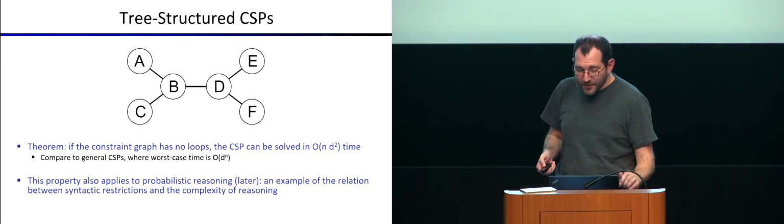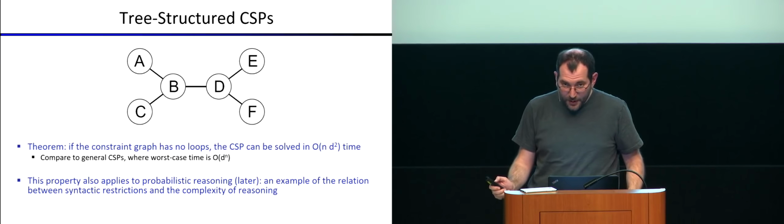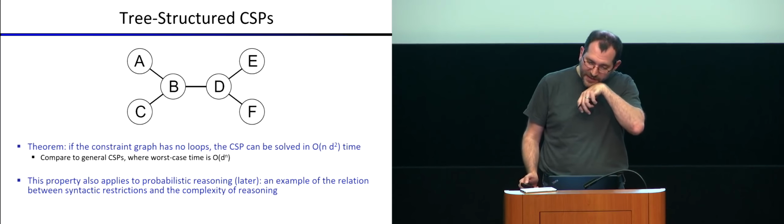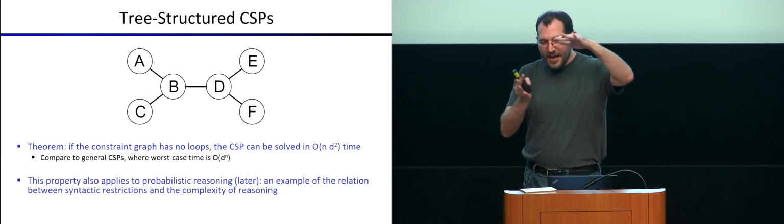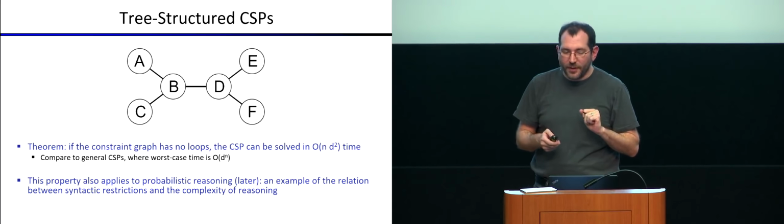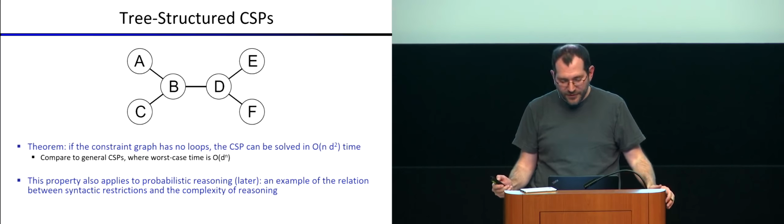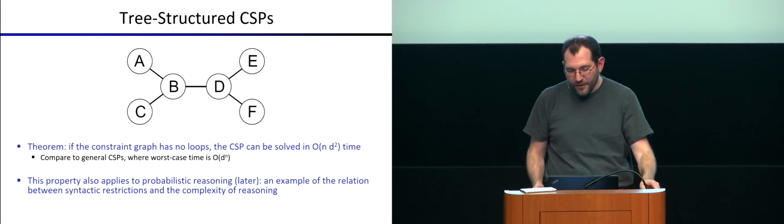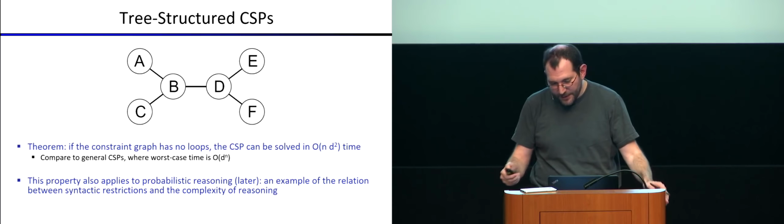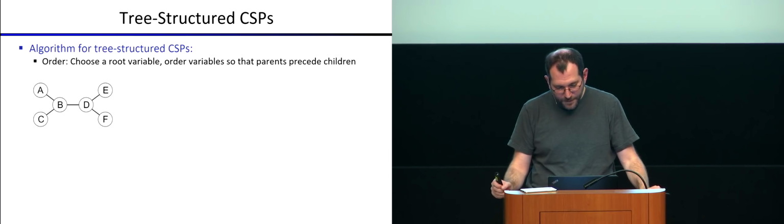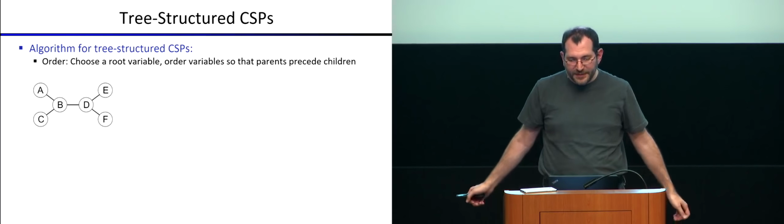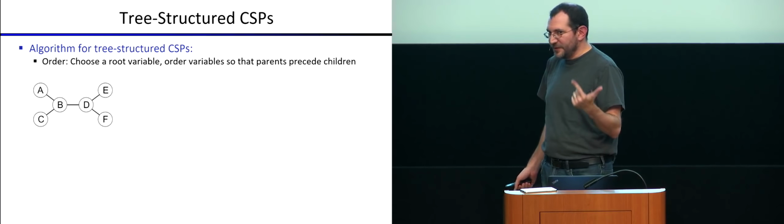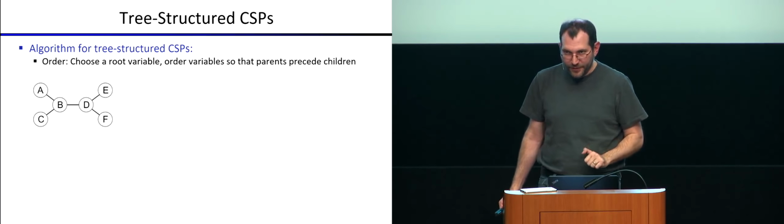So this property is also going to apply when we talk about Bayes' nets and probabilistic reasoning. It's a deep example of how you can have syntactic or structural restrictions on your problem, which change the complexity of doing reasoning within that problem, even across different ways of posing the problem itself. Here's the algorithm for tree-structured CSPs. And we'll see how fast it is, and we'll see if it works. And if it's fast and it works, we will have proven our theorem.